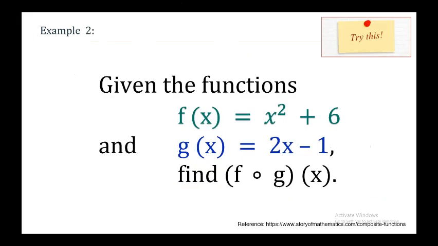Now let's move on to example number 2. You can try to solve this one. Given the functions f of x is equal to x squared plus 6 and g of x is equal to 2x minus 1. Our f of x, the first function, is x squared plus 6 and g of x is equivalent to 2x minus 1. So find f of g of x. I will give you 30 seconds to solve this problem. Time starts now.